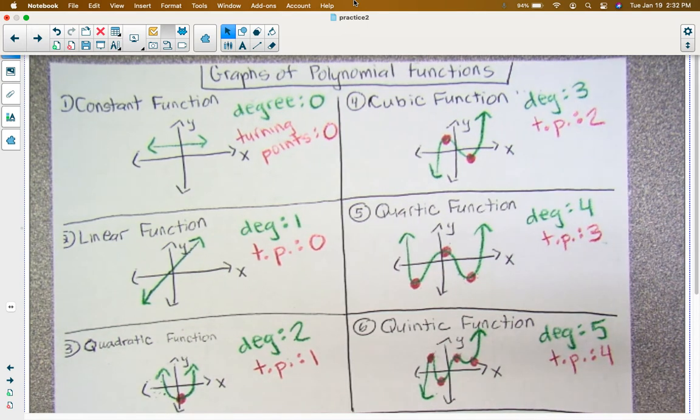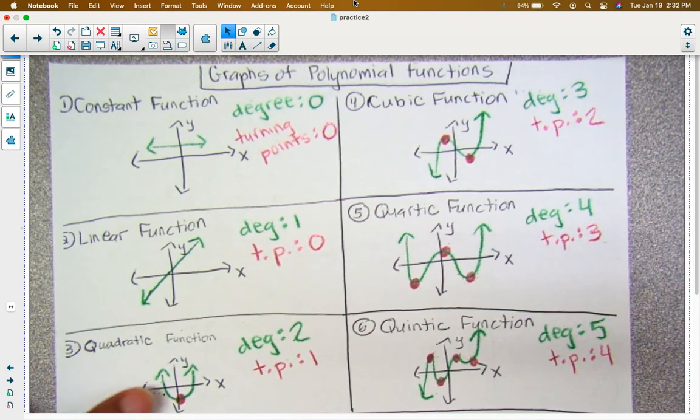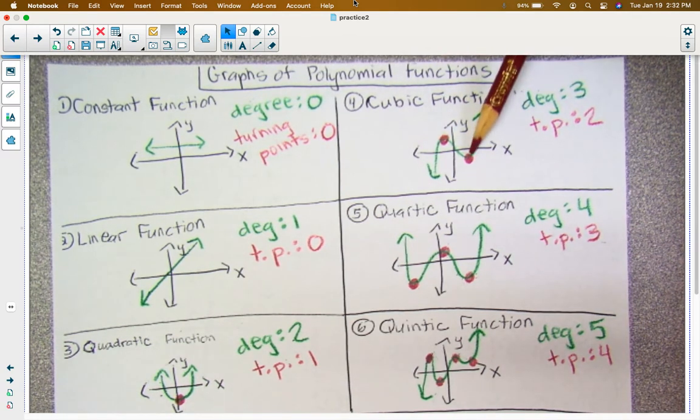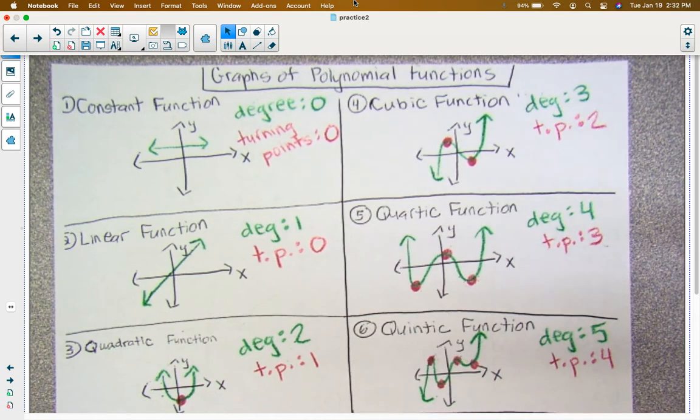Turning points are also your relative maxes and mins. So if I'm looking at a quadratic function, this is actually the minimum. This one turning point down here where the red dot is, the one turning point for a quadratic function, is the minimum. These other ones, I can have relative maximums and relative minimums. So it's where your graph is changing from positive to negative or negative to positive.